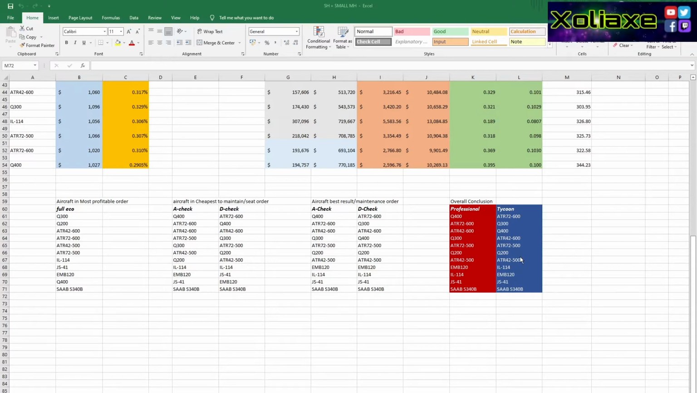The Dash 500s again won't make you as much money, same as the Q200s, and then again avoid the Aleutian, Embraer, Jetstream and Saab for that.